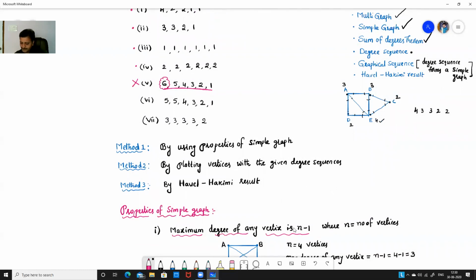Maximum degree of any vertex is n minus 1 in a simple graph. But here I have a total of 6 vertices. How can I get a vertex of degree 6? Is it possible? No. Therefore, we can ignore it.